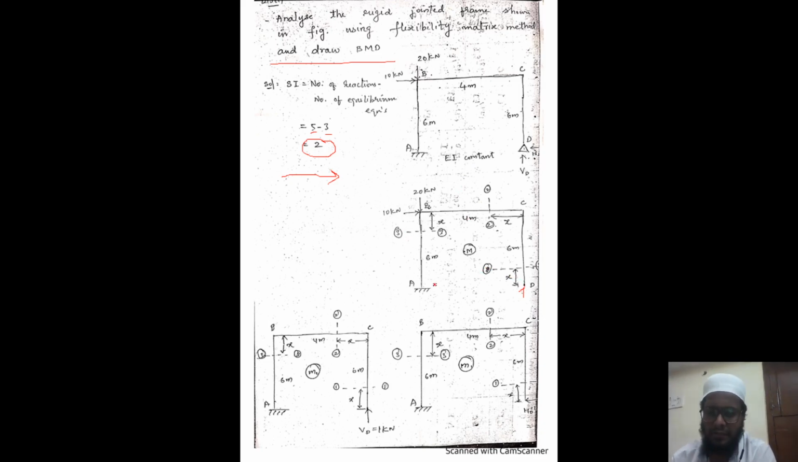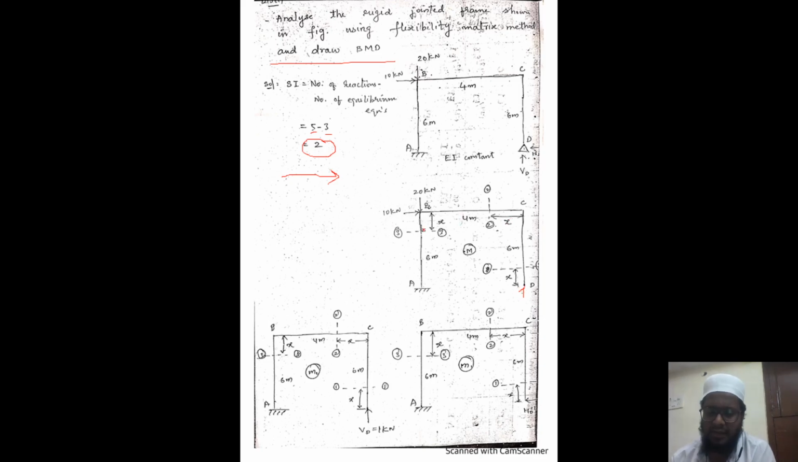So totally we have 3 members: AB, BC and CD. So 3 members will have 3 sections. Next is section 1-1. In section 1-1 we have taken our distance x from point D as x. So that means I have treated the origin as D in this member CD.